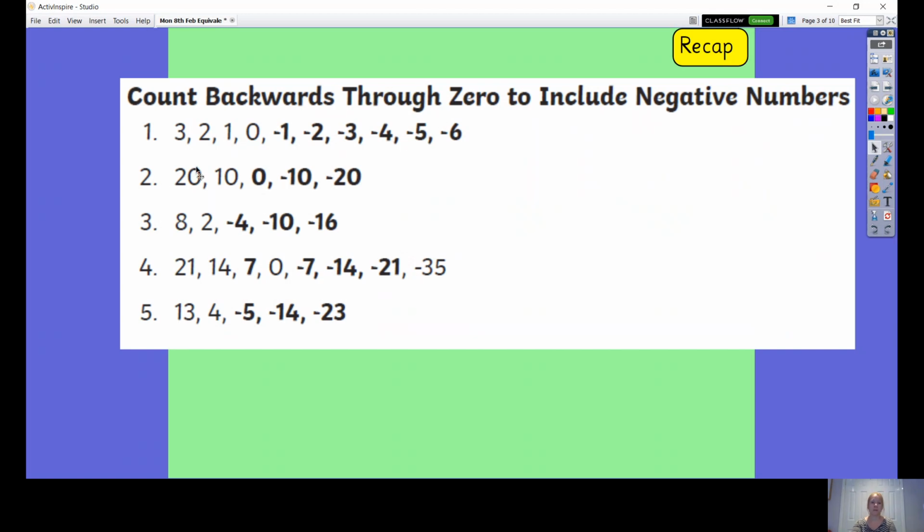And then this one, 20, 10, so this one's going in tens, isn't it? 20, 10, 0, so that's -10, -20, and so on. And you can have a look at the rest yourself and pause here until you've done that. Okay, moving on to today's lesson.